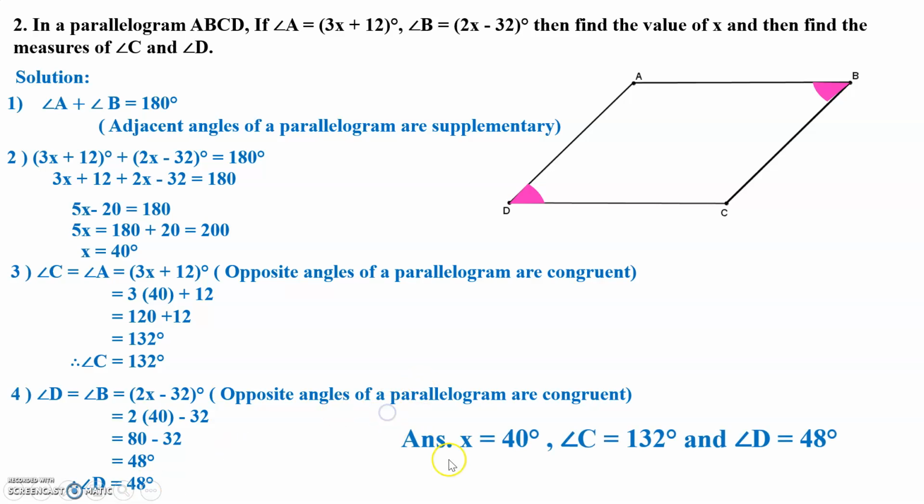Let's write the final answer. Answer: x is equal to 40 degrees, angle C is 132 degrees, and angle D is equal to 48 degrees. Hope the solution is clear. Now let's go to the third sum.